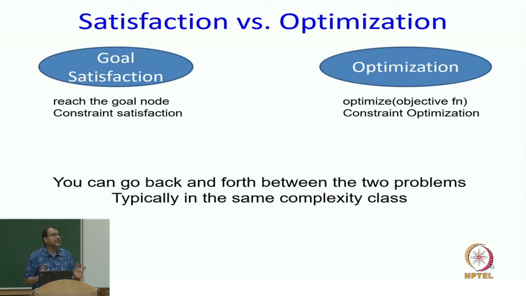So, actually if you go into the theory of Turing machines and so on and so forth, if you do a complexity course, you will find that by and large all satisfaction and optimization problems sit in the same complexity class. Let us see if we can convert a satisfaction problem into the optimization problem.